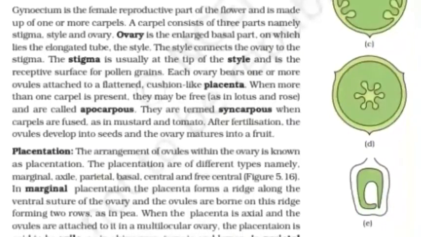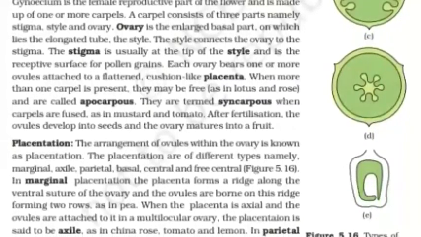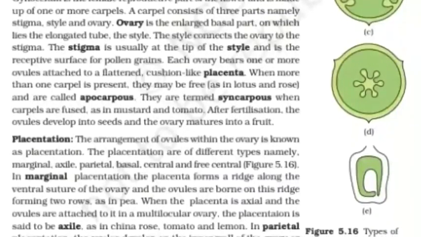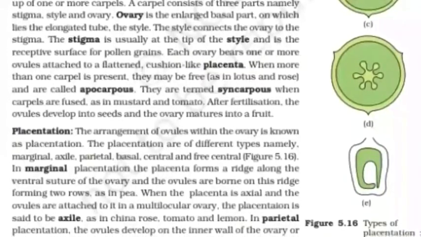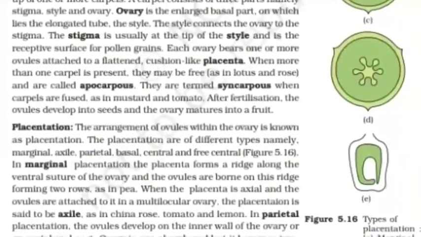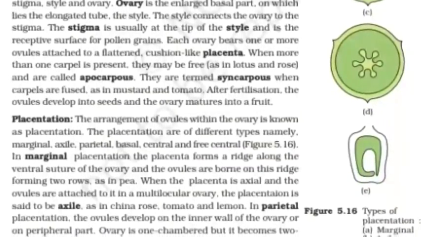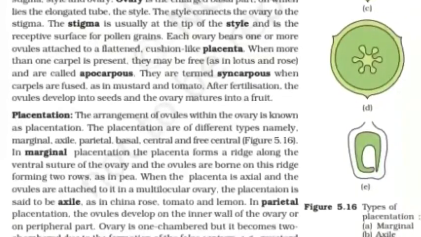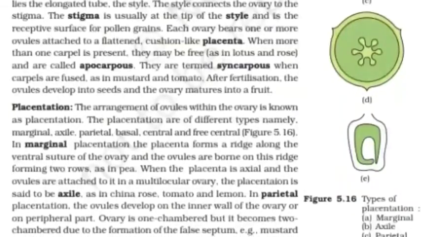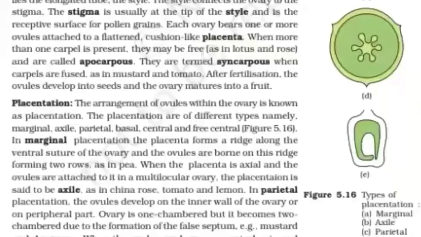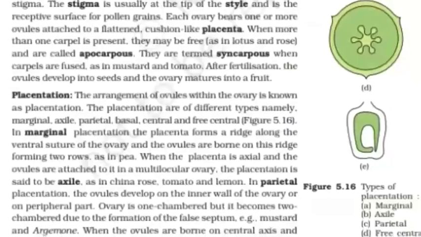Placentation. The arrangement of ovules within the ovary is known as placentation. The placentation is of different types, namely marginal, axial, parietal, basal, central, and free central. In marginal placentation, the placenta forms a ridge along the ventral suture of the ovary and the ovules are borne on this ridge forming two rows, as in pea.